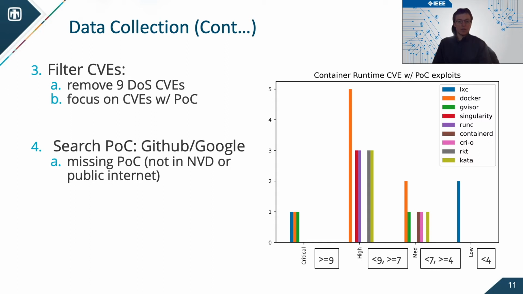And so finally, in step 4, because we were looking at only proof of concepts, we had to get links to all of these. And the National Vulnerability Database only had 12 proof of concepts available. So we supplemented the search with GitHub and Google queries for proof of concept exploits that were not available in the database. In total, between the National Vulnerability Database and GitHub and Google, we found 28 proof of concept exploits. In the graph on the right, we list out the severity of the container runtime CVEs with proof of concept exploits.